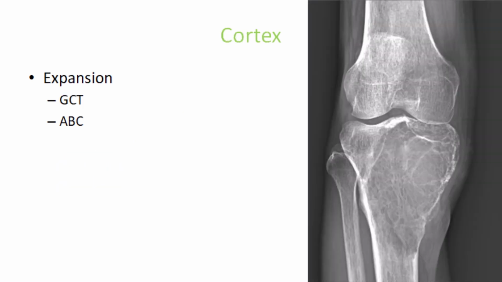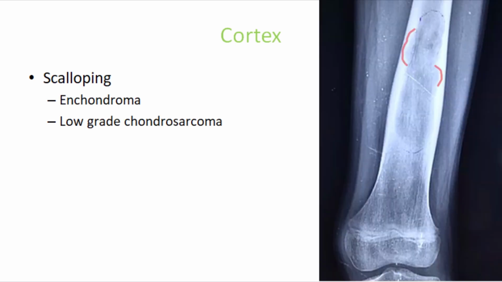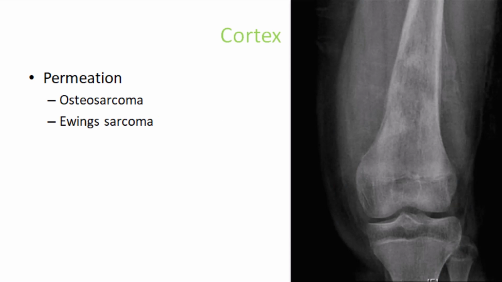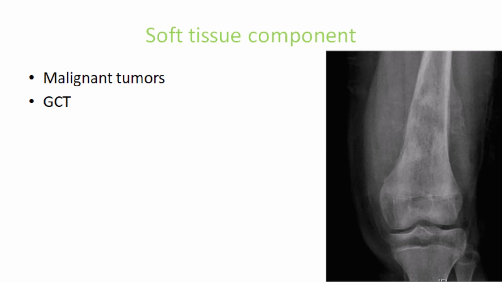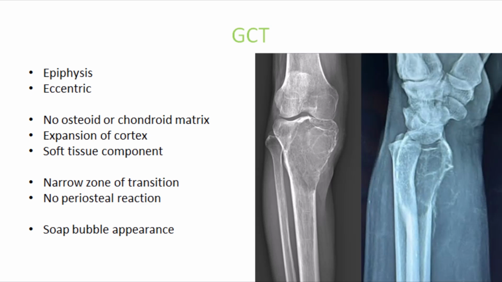Based on cortex characteristics, expansion of the cortex will be there in case of giant cell tumor of bone and aneurysmal bone cyst. Scalloping of cortex will be present in enchondroma and low-grade chondrosarcoma. Permeation of cortex will be there in osteosarcoma and Ewing sarcoma. Soft tissue component will be present in all kinds of sarcomas and in giant cell tumor of bone. Zone of transition and periosteal reactions are already discussed. In the next few slides we will do some radiograph reading with depiction of what we have discussed so far.